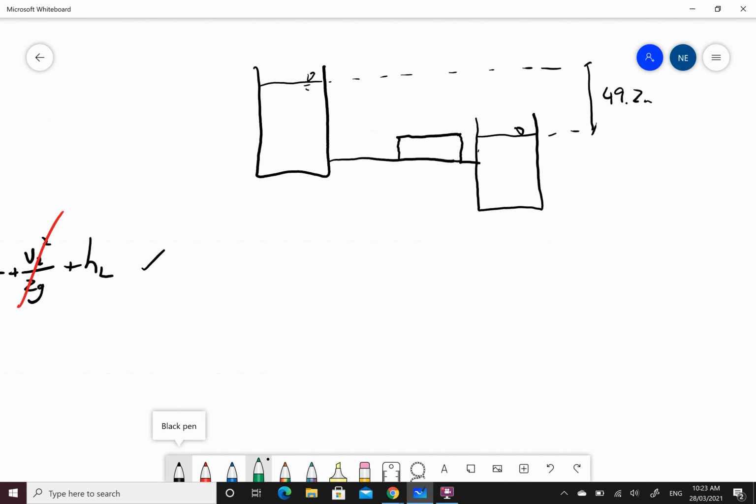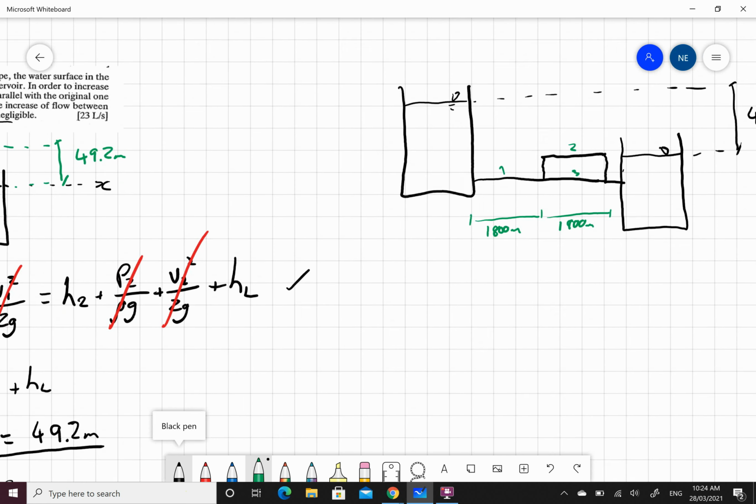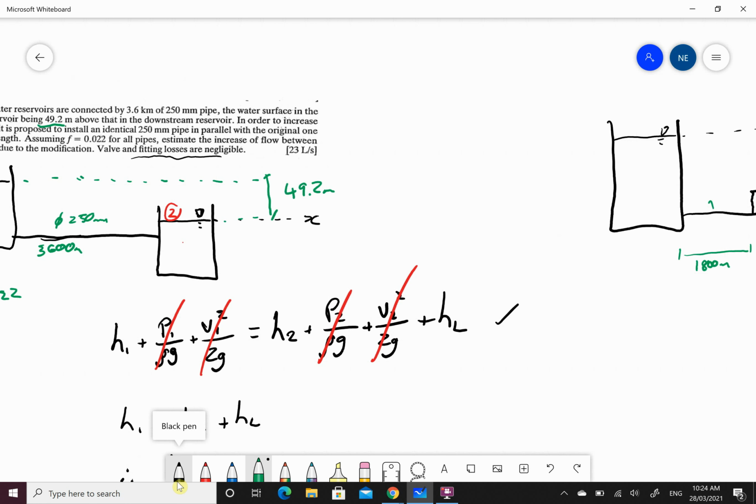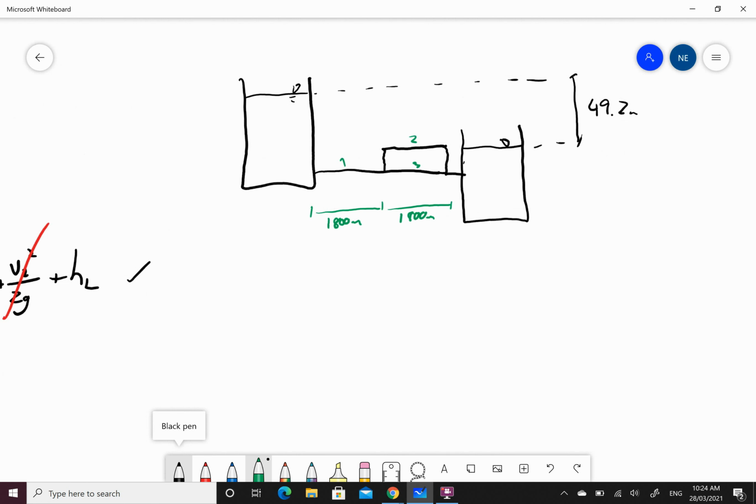I'll go back with the green. So here to here, here to here, it's half of 3.6 Ks. So pipe 1, 2, 3. They're identical, so they're still a diameter of 250, and they're just at half its length there. That's what it's telling us here. Same diameter over half its length. Work out the increase of flow if I have pipes in parallel like this.